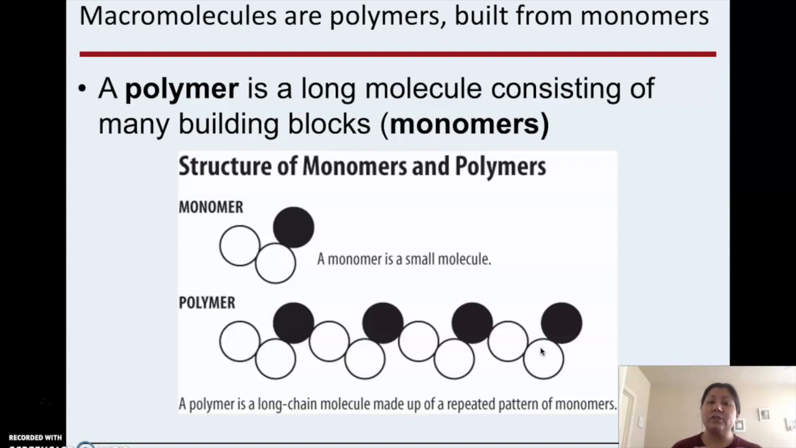So a polymer is just a string of monomers put together. A monomer is the building block. If I look right here at my illustration, my monomer, this tiny little Mickey Mouse, is a small molecule. It's the most basic I can get when we're talking about a biomolecule. If I add a bunch of monomers together, that's how I create my polymer. And polymers can be big and they can be small.